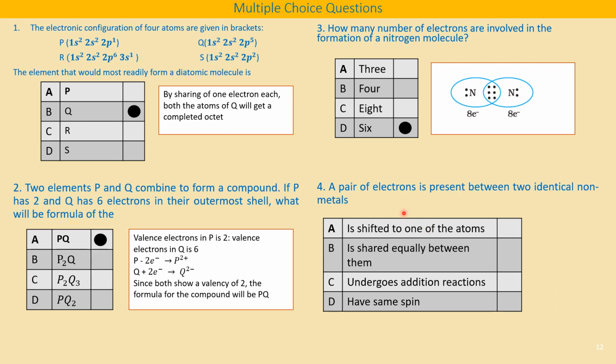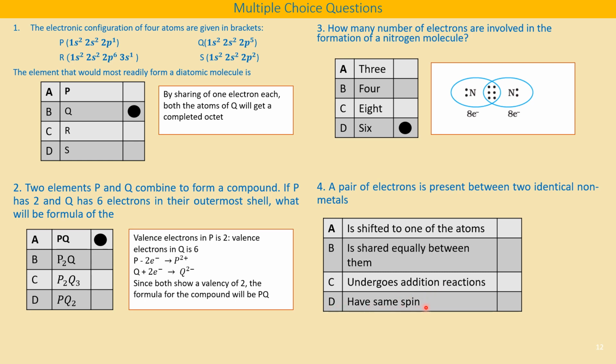Then the electrons is shifted. We have to answer; 4 options are given. Option A is that it is shifted to one of the atoms. B is shared equally between them. Option C is undergoes addition reactions, and option D is have the same spin.